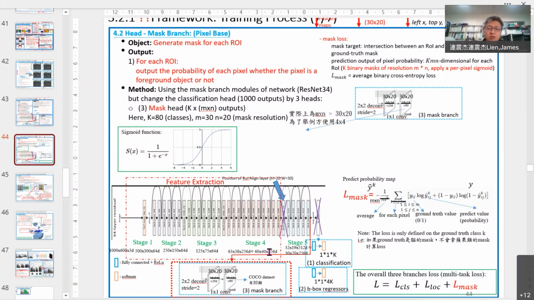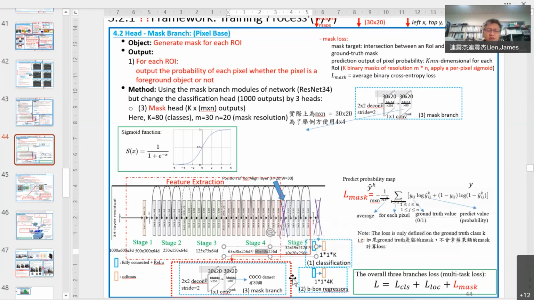So there are two issues here. One issue is that when you do the downsampling, no matter whether you stop at stage 4, C4 or C5, the image resolution is small. Like this image resolution is 60 by 40. It's already very small. So it's better that when you do the mask, you should do upsampling. So they do upsampling here.